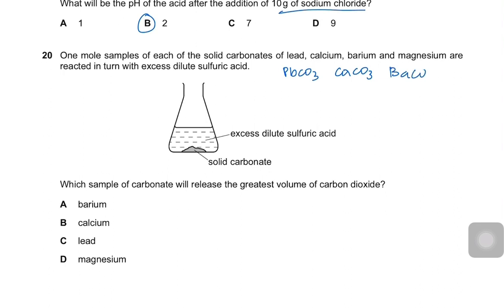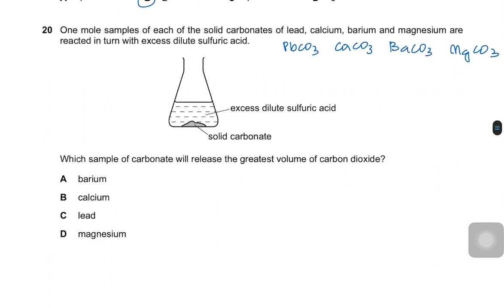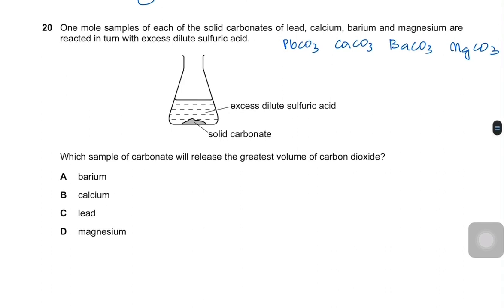One mole samples of each of the solid carbonates of lead, calcium, barium, and magnesium are reacted with excess dilute hydrochloric acid. Which sample of carbonate will release the greatest volume of carbon dioxide? It is a question that I've taught in A levels.